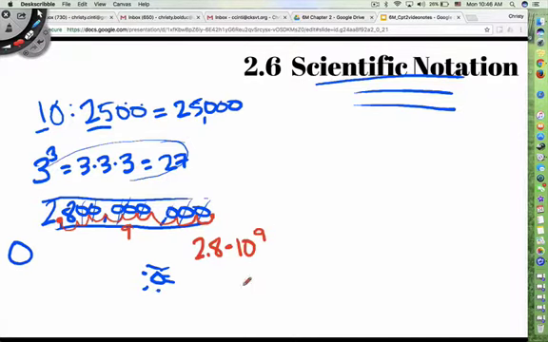How crazy is that? So what we're saying is we would take this number 2.8 and multiply it by 10 to the 9th power. 10 to the 9th power, when you expand it, is 10 times 10 times 10, and so on, 1, 2, 3, 4, 5, 6, 7, 8, 9. Okay, so we would say 2.8 times 10 to the 9th power. 10 to the 9th power is actually 1 billion.